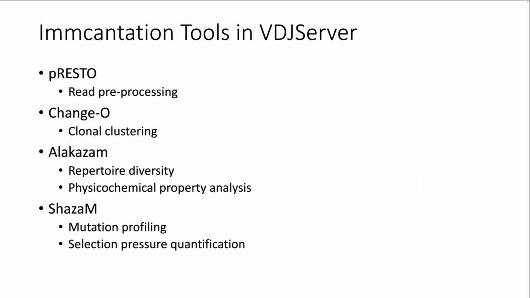Okay, so as I mentioned, we use Immcantation quite extensively in our pipeline. These are the tools that we have available and integrated. So we have Presto available to do pre-processing. We have another tool that's our own for pre-processing that has sort of limited capabilities, but both are available.